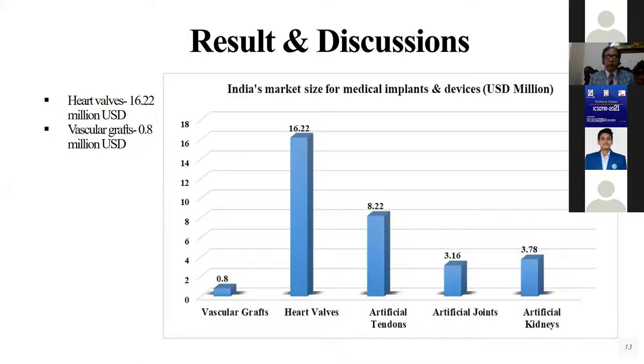Then let's look upon our neighboring country, India's market size for medical implants and devices. They're implanting heart valves, accounting for $16.22 million, which is way more than any other countries. And they are onto artificial tendons, artificial joints, artificial kidney, and at the bottom, they got vascular grafts for $0.8 million.